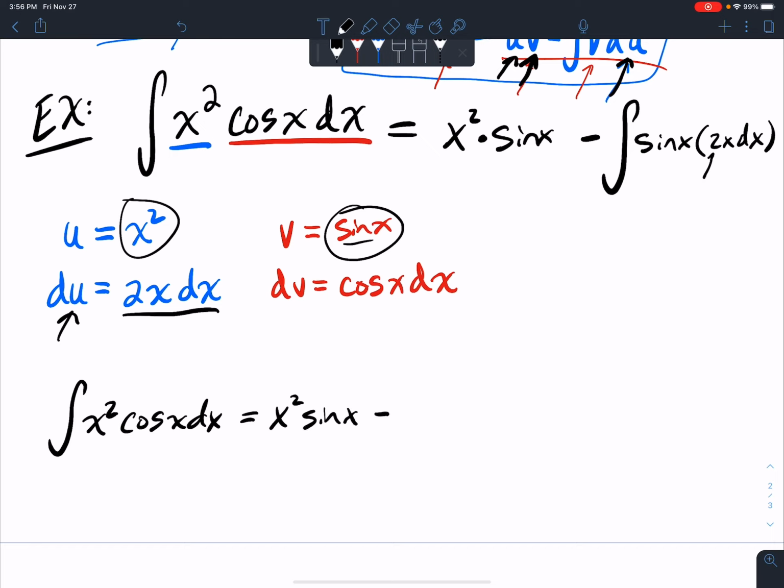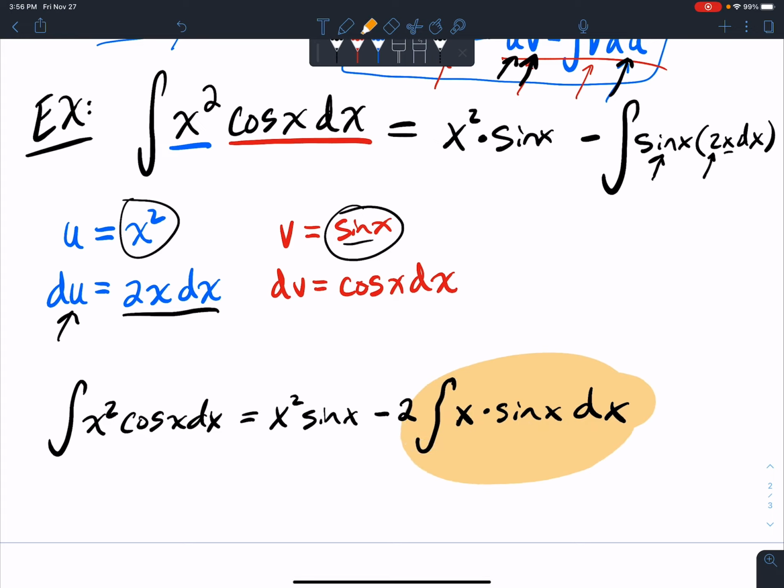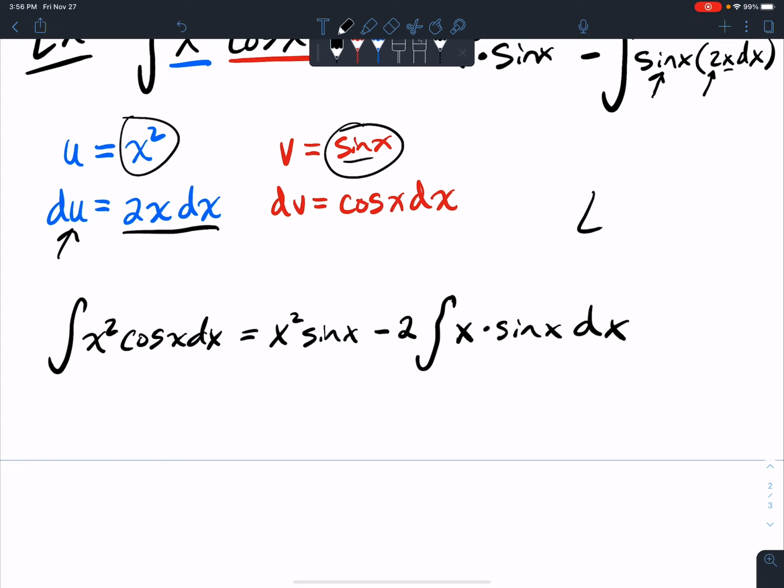I'm going to take this 2 and pull it out front, so I have a minus 2 out front. And then what do I have? Well, I've got an algebraic x multiplied by sine x dx. Can I just integrate this thing easily? I don't have a rule for a product of an algebraic times a sine right off the bat. So I'm going to need to use another integration by parts here. So I need to go through the list again. So LIATE, I just think LATE and add an I in there. That's how I think about it.